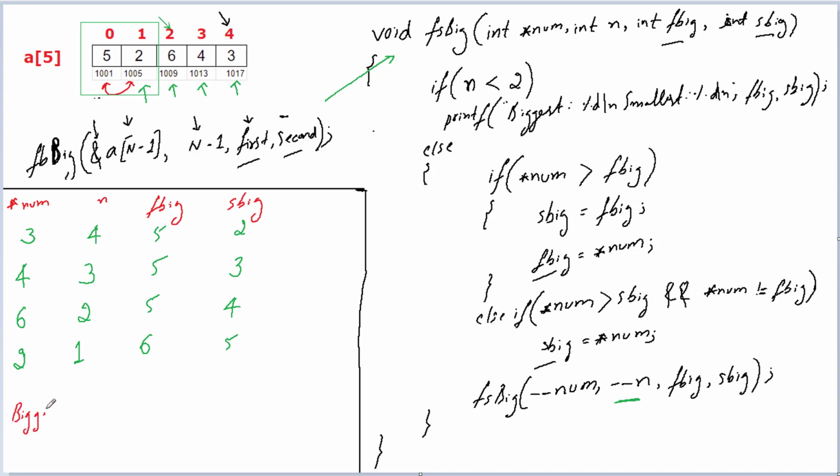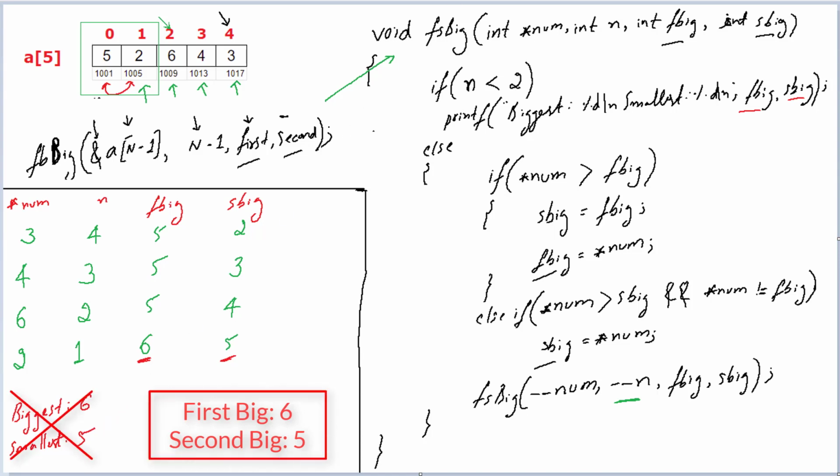Biggest is f big. Oh, we have written a wrong statement here. It must have been first big and second big. My apologies. So first big is 6 and second big is 5. Just change the wordings inside this printf. Okay, first big is 6 and second big is 5 in this case.